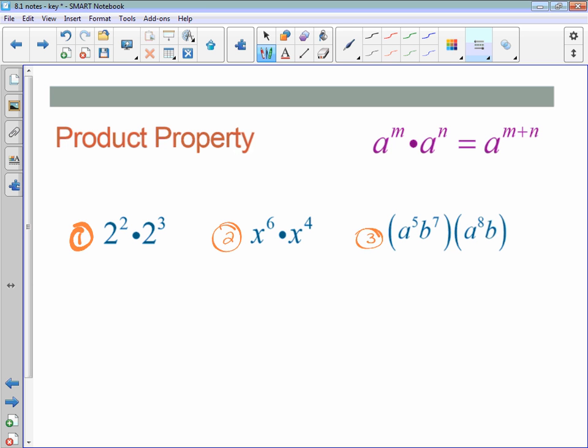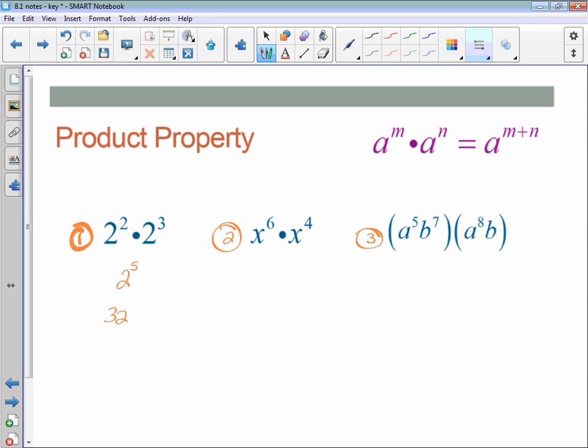All right, guys, so product property, if you remember this from whatever algebra class, if the bases are the same when you multiply, what do you do with the exponents? Yes, add them. So the first one, 2 squared times 2 cubed, that's going to be 2 to the what? Fifth. Now, could you actually do 2 to the 5th without a calculator? Yeah, what is it? 2 times 2, 8, 16, 32.